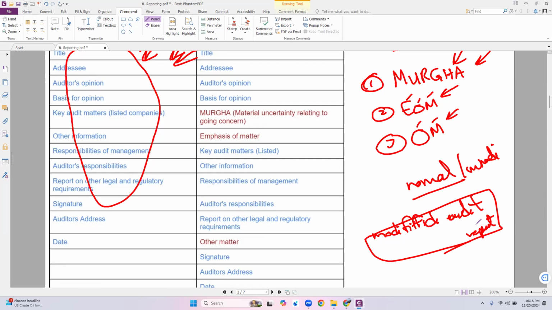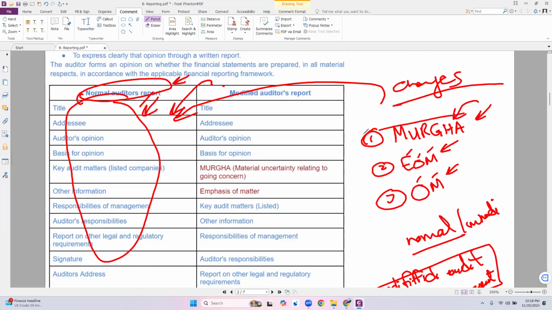Whenever someone tells you from now onwards that we are giving an unmodified audit report, this means that none of these three paragraphs are added to the audit report. But whenever someone says we are making a modified audit report, this means simply that any one of these, or any two of these, or all of these have been added to the audit report. So one report is the normal auditor's report, known as an unmodified audit report, and the other is a modified audit report, in which even one of these paragraphs is added.